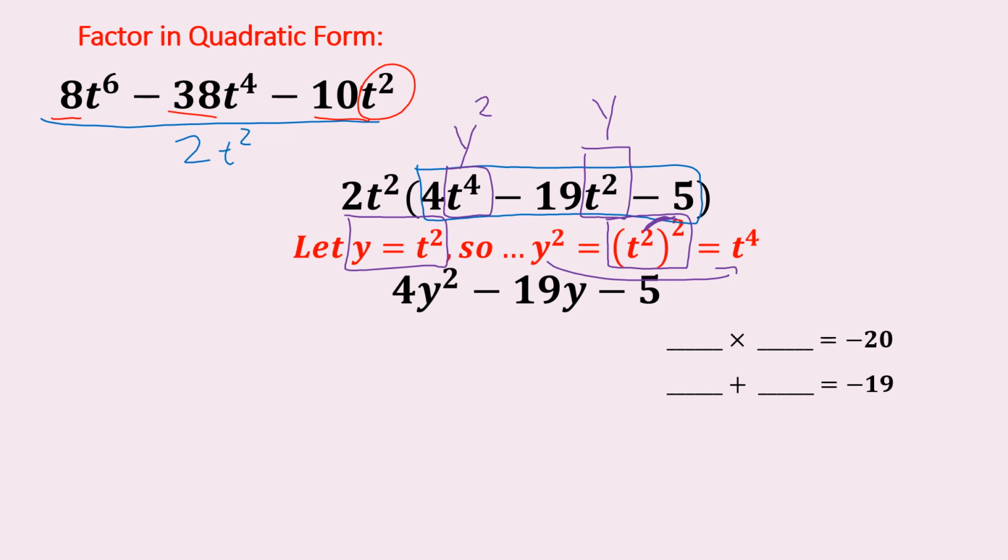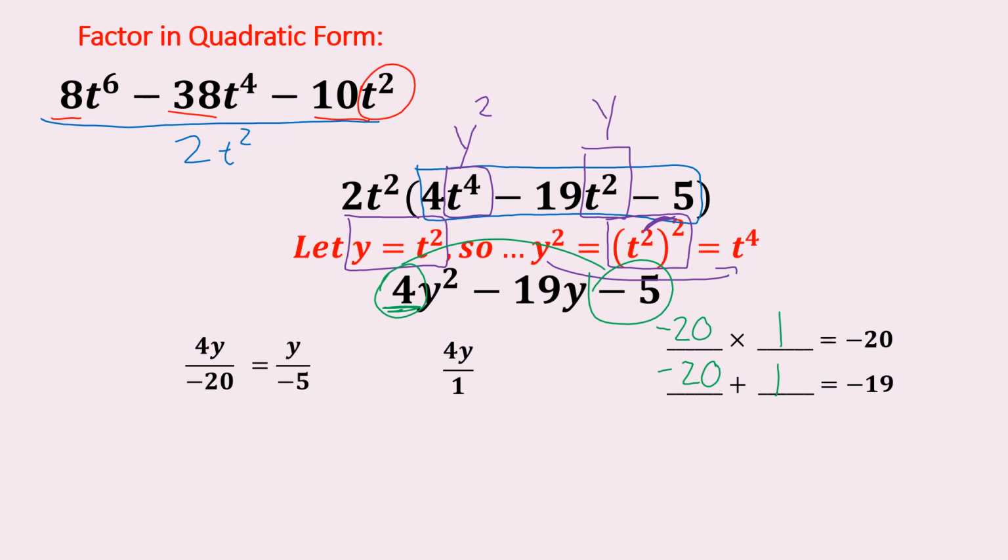This is earmuffable. We have blank times blank equals negative 20. Blank plus blank equals negative 19. Our two numbers are negative 20 and positive 1. Remember that since there is a coefficient here, we have to do those two fractions: 4y over negative 20, 4y over 1. We look to see, can we simplify either of these fractions? We can for the first one. That's going to become y over negative 5. So at this point, we could rewrite this factored as y minus 5, 4y plus 1.